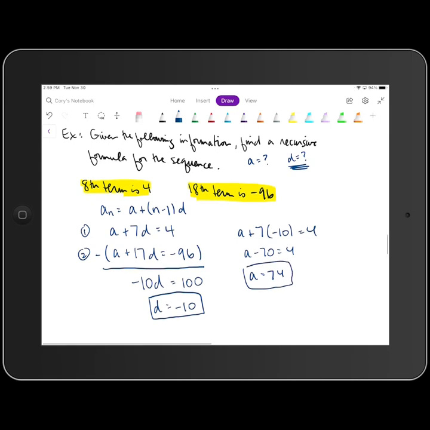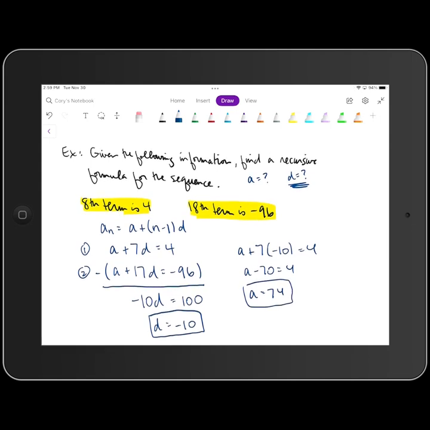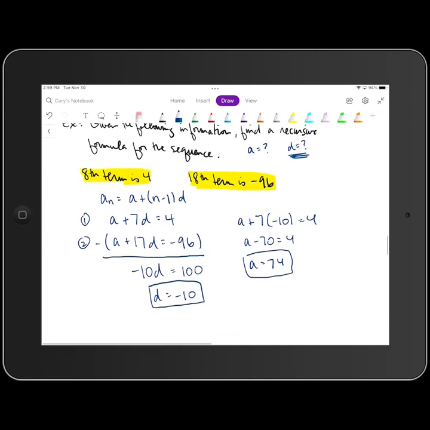And then once we have the values for A and D, we have everything that we need for our recursive formula. Okay, so for our recursive formula, we have to specify what the first term is. So A sub 1 is 74. And then every term after that, A sub n, is equal to the term that precedes it, A sub n minus 1, plus the common difference, which is negative 10. So instead of adding negative 10, I'm just going to subtract 10. Okay. And that right there gives me the recursive formula for that arithmetic sequence.